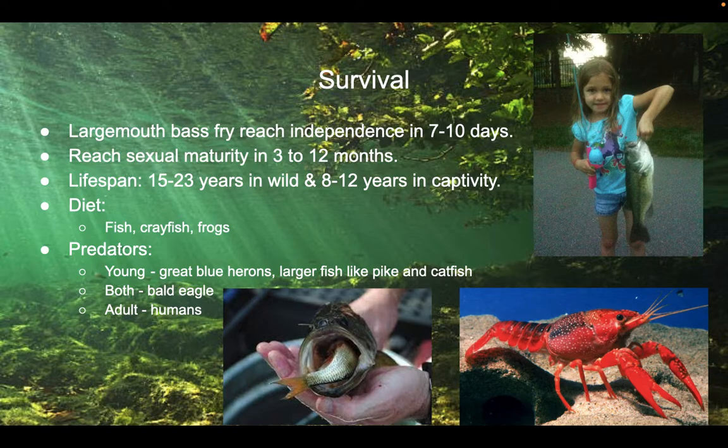Largemouth bass are carnivorous, so they tend to eat other fish, as seen in this photo, where a bass is eating another fish. They also eat crayfish, otherwise known as crawdads, which can be seen in this photo, or frogs.